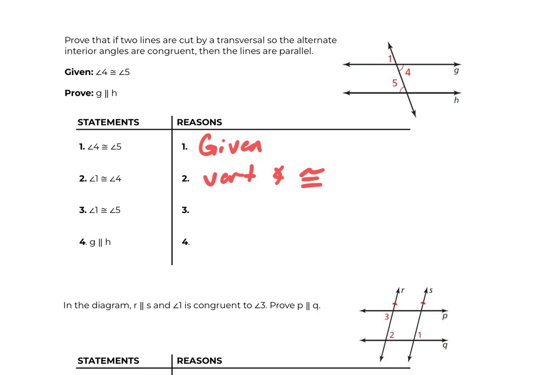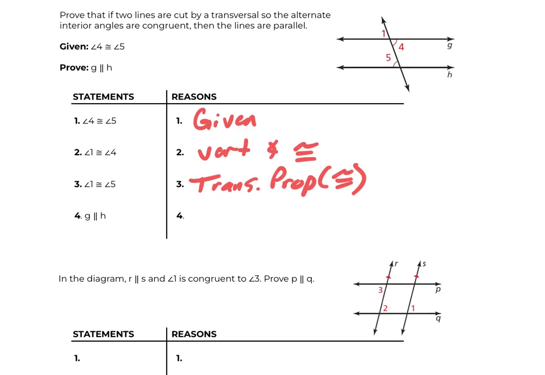But what could I use here to prove 1 and 5? Transitive, right? They're both congruent to 4. 1's congruent to 4, 5's congruent to 4. Because they're both congruent to 4, then they are congruent to one another. And so that is the transitive property of congruence. Okay? So then, why is G parallel to H? The converse of the corresponding angles theorem.